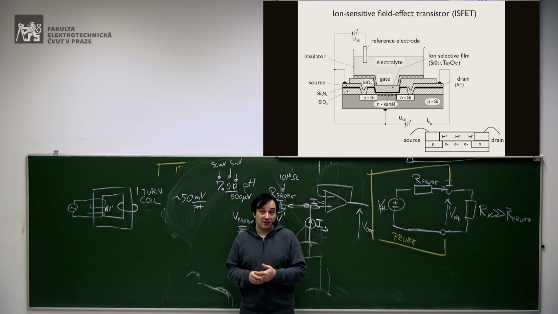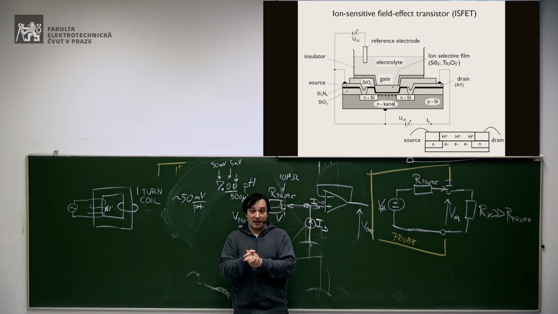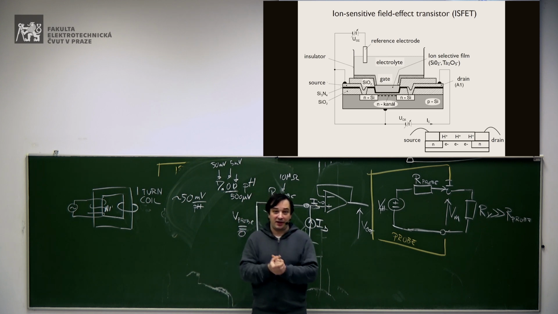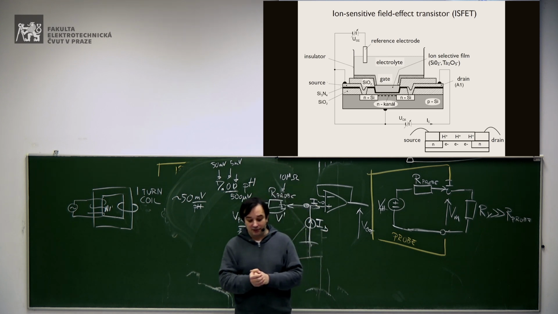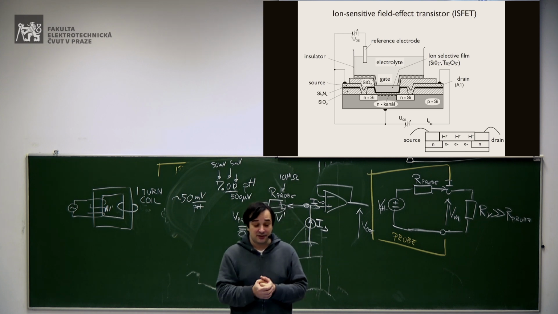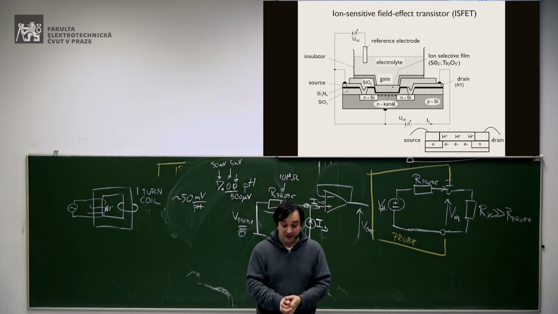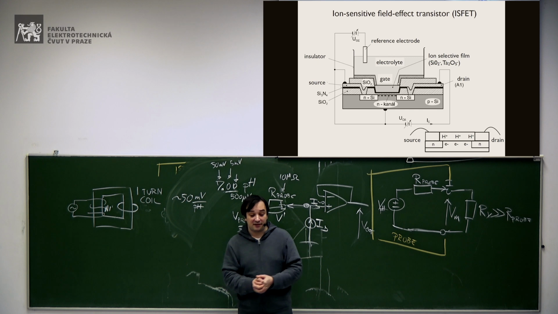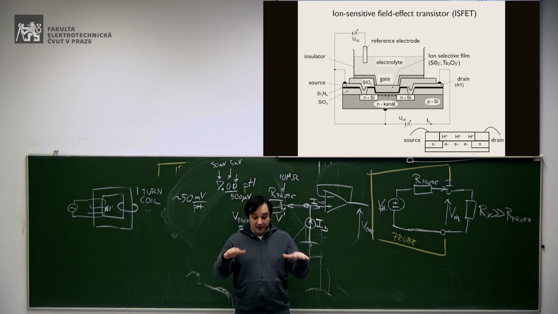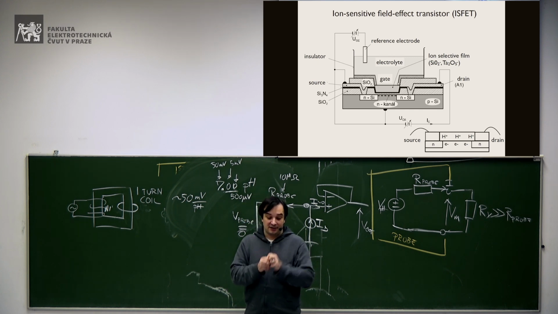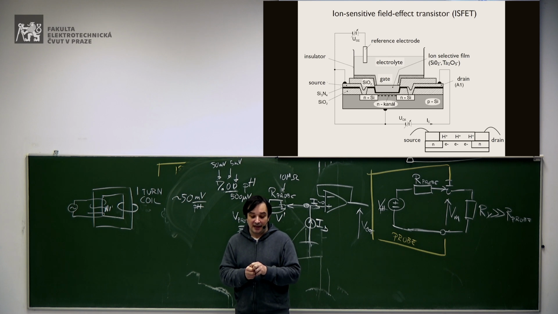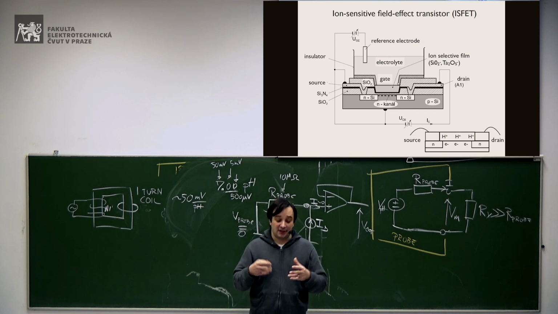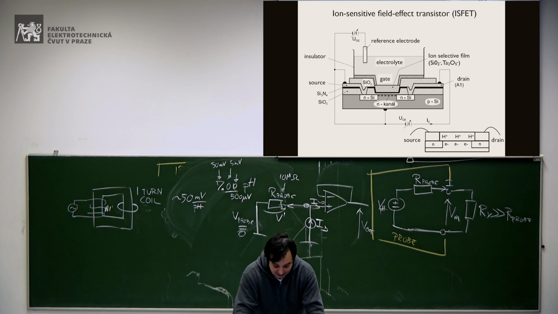So there are pH meters which are not based on this glass bulb with the porous membrane which attracts the hydrogen ions, but it's based on this field effect transistor where you have a selective film which attracts the hydrogen ions, and therefore creates the gate, okay?